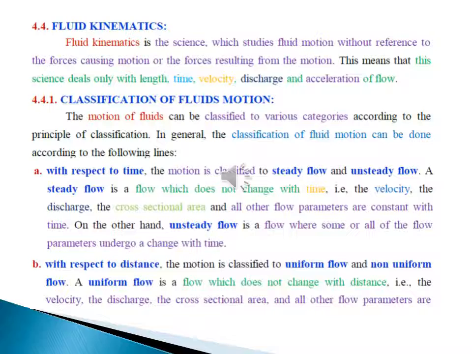With respect to distance, the motion is classified into uniform flow and non-uniform flow. A uniform flow is a flow which doesn't change with distance, while non-uniform flow is a flow where some or all of the parameters change with distance from one section to another.